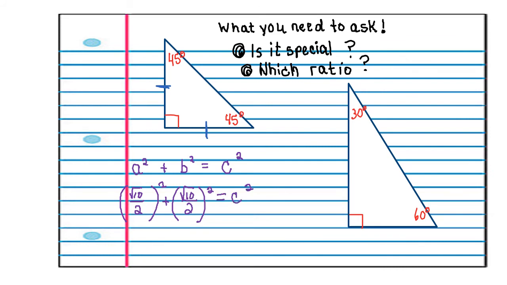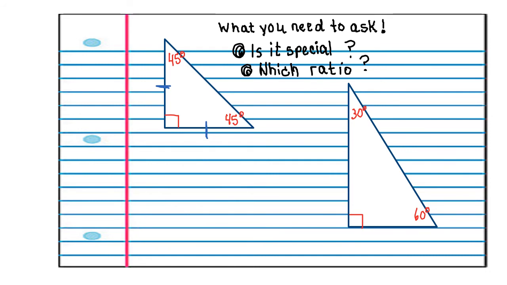That's going to give us the square root of 10 times the square root of 10 is 10. The 2 times 2 is 4. So we end up with 10 over 4 plus 10 over 4 equals the c squared, equals 20 over 4, equals 5 equals the c squared. Just follow along with me. And then we have to square root. And there we are. Our hypotenuse, which is the square root of 5.